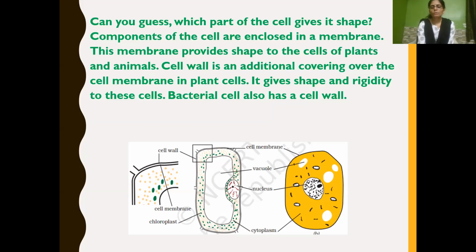Got it, children? In this way, bacterial cells also have a cell wall. All plant cells have a cell wall, that is the outer covering of the cell membrane. One more additional covering in plant cells is what we call the cell wall. In the same way, bacterial cells also have a cell wall around the cell membrane.